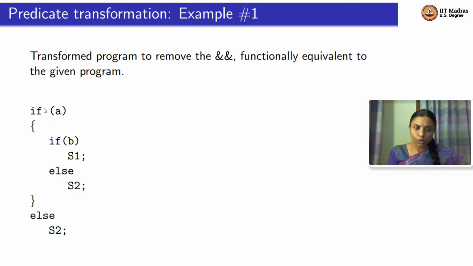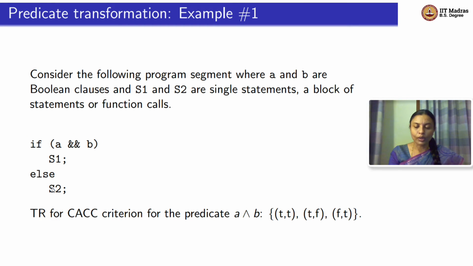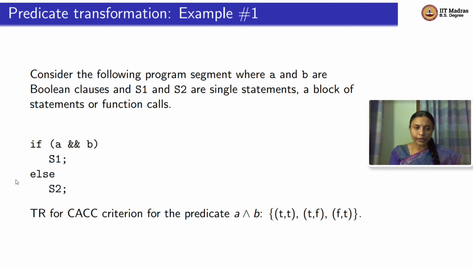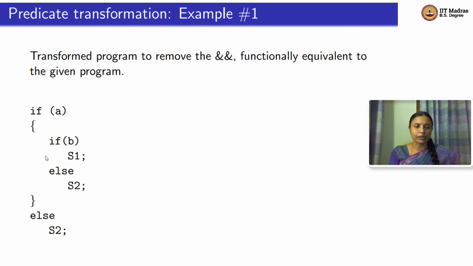Otherwise, A is true, B is false, which means A and B is false, then you execute S2, which is what this also says. Then you execute S2. It could also be the case that A itself is false to start with, then also you execute S2. So we were able to successfully write this code fragment, which had a logical connective with an AND operator, into this kind of code fragment, which didn't have an AND operator here.